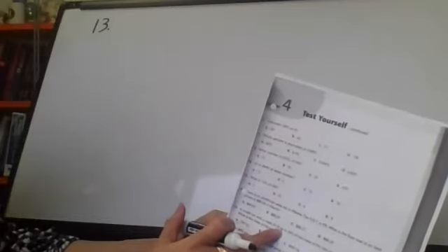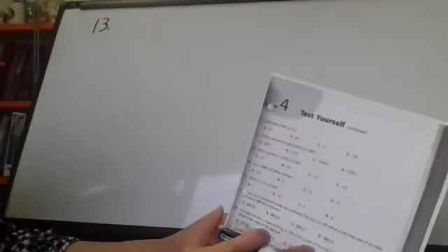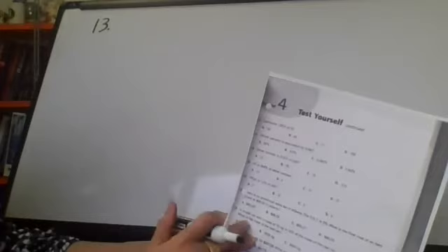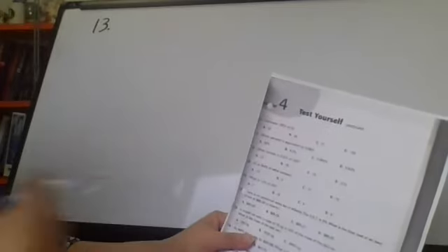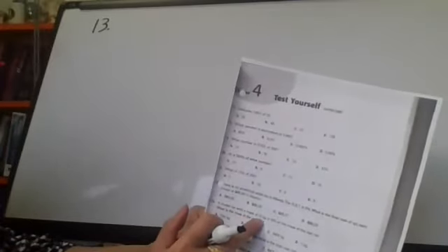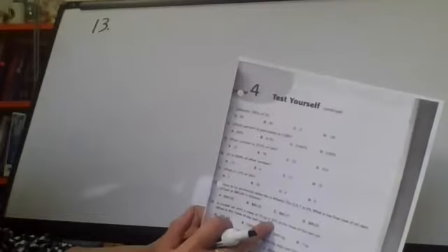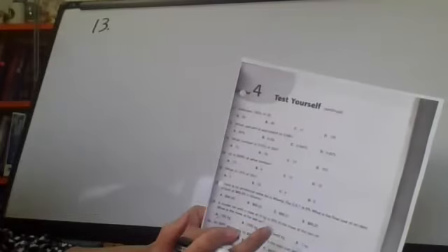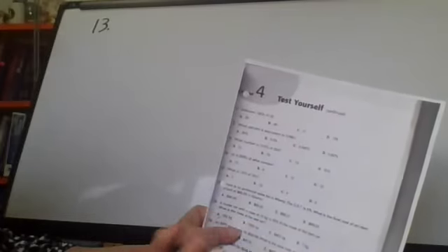A model car with a mass of 70 kilograms is 10% of the mass of the real car. What is the mass of the real car? I read the question the first time. Now I'm going to read the second time, okay? A model car with a mass of 70 kilograms is 10% of the mass of the real car. What is the mass of the real car?